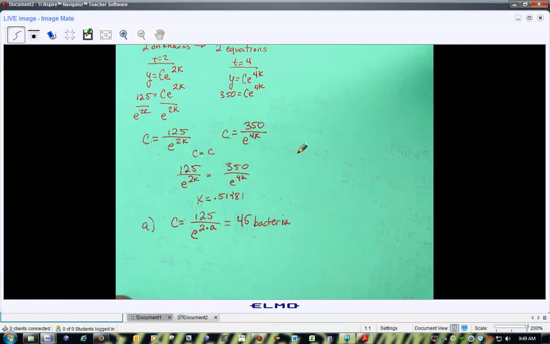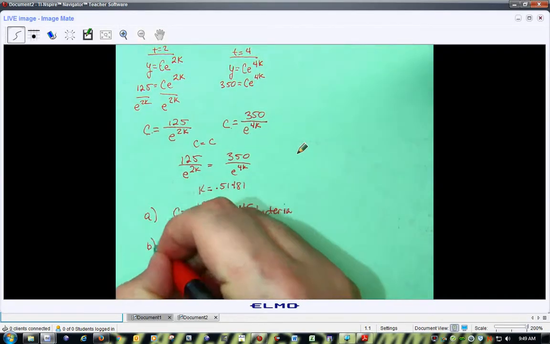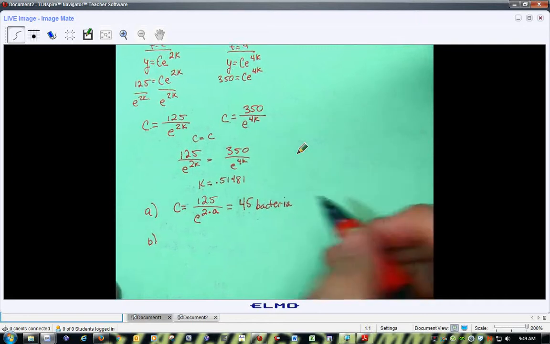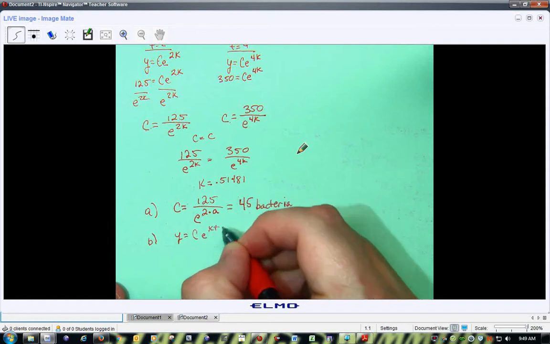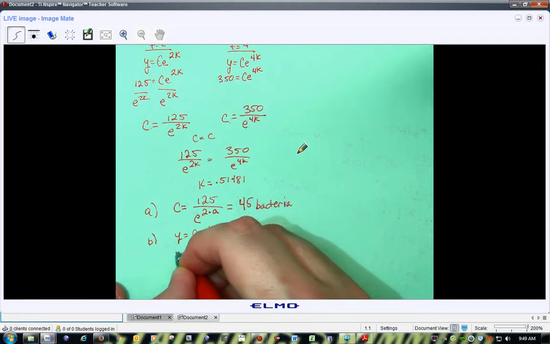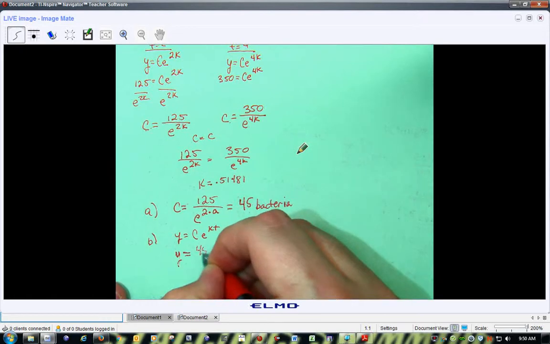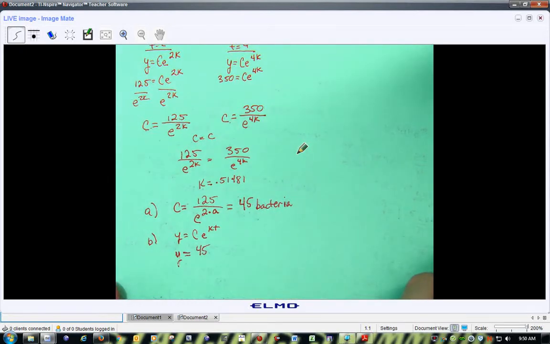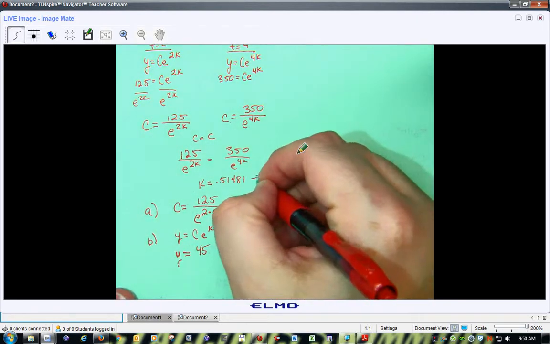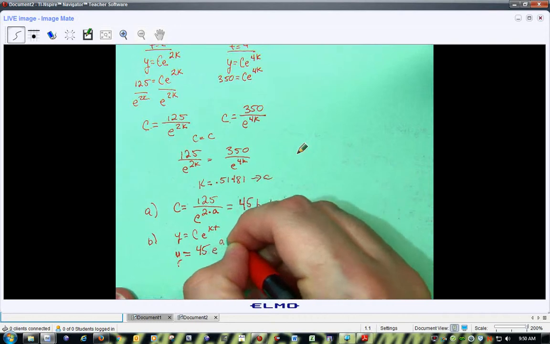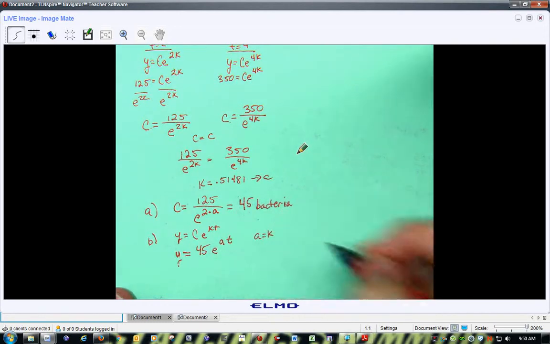Alright, so I got 45 bacteria. Now, B says, come up with a model. And the model is y equals C e to the kt power. So y is equal to, if we just said, alright, 45, because you can't have half of a bacteria, so we rounded up to 45, we'll be okay. Or you could have used the actual number there. It wouldn't have been that big of a deal. And I just made the K equal to A, because that's what we had in our calculator.